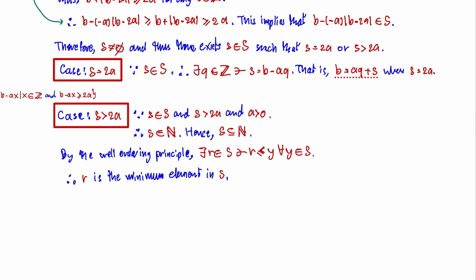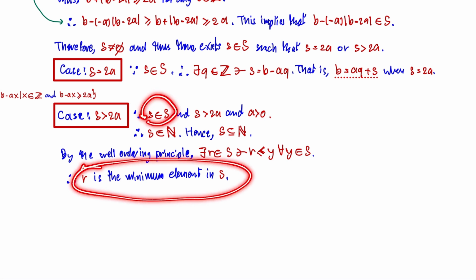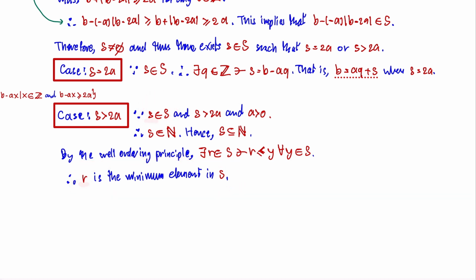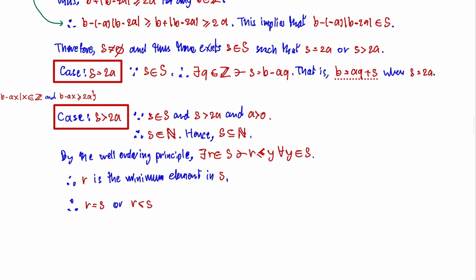So we have this small s in set S, and r is the minimum element in set S. That means r can be equal to s, or r can be another one that is not s, so it can be less than s. Because r is the smallest one, r cannot be greater than s, so r must be less than or equal to s.